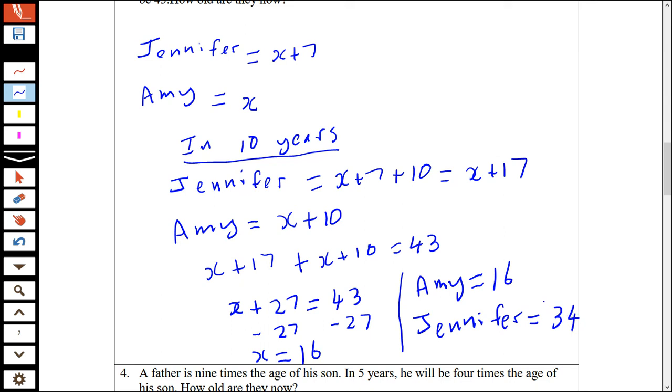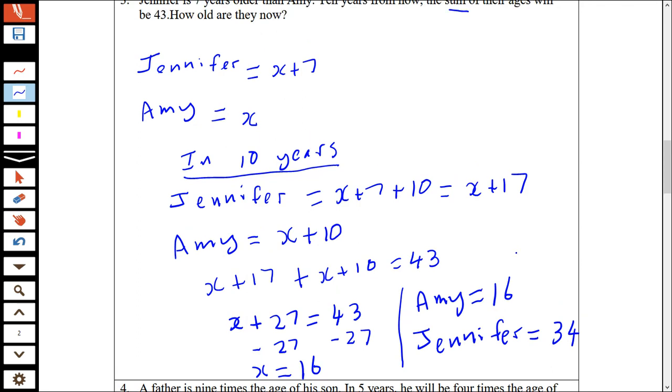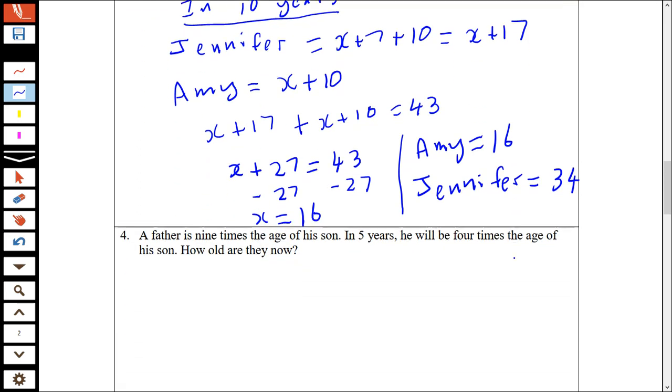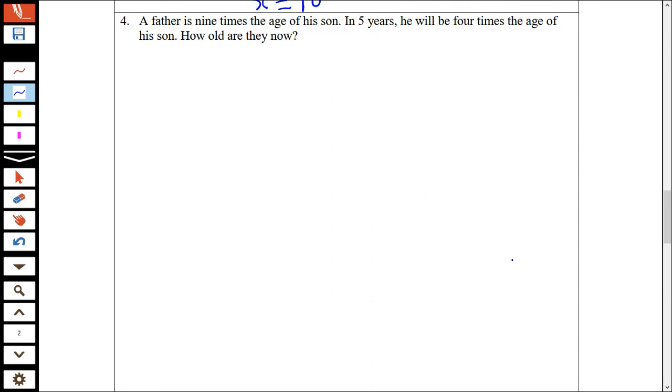All right, so copy all that down, and then I want you to have a go at question 4 by yourself. Okay, so let's have a look at question 4. Now, it says a father is 9 times the age of his son. Okay, so let's write this down, father and son. Now, let's call the son X, and the father is 9 times his age, so 9X.